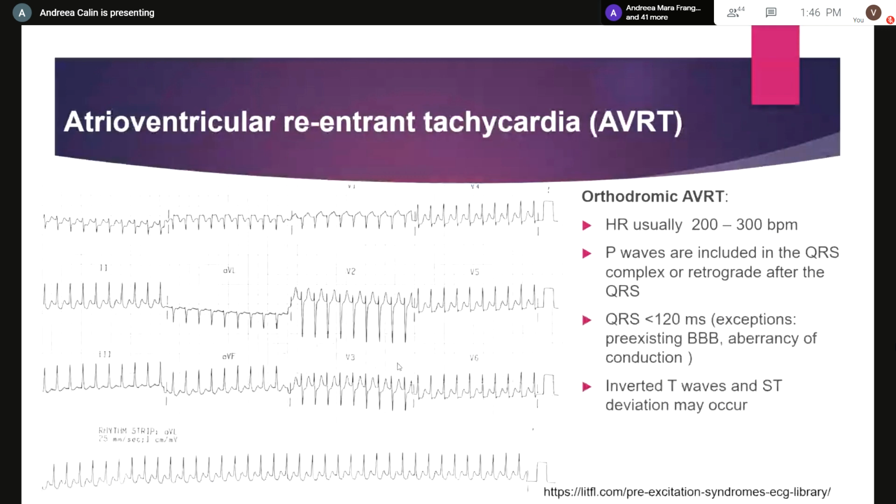So this is a case of orthodromic atrioventricular reentrant tachycardia, when the heart rate usually is above 200 beats per minute to 300 beats per minute. The P waves are included in the QRS complex, or they appear retrograde after the QRS. There are, in most cases, inverted T waves and ST deviation, and the QRS is narrow.